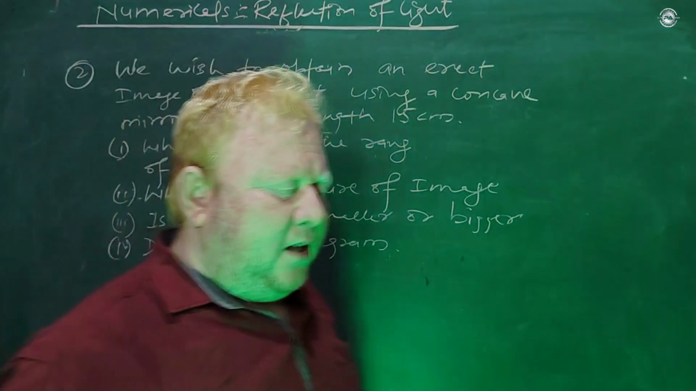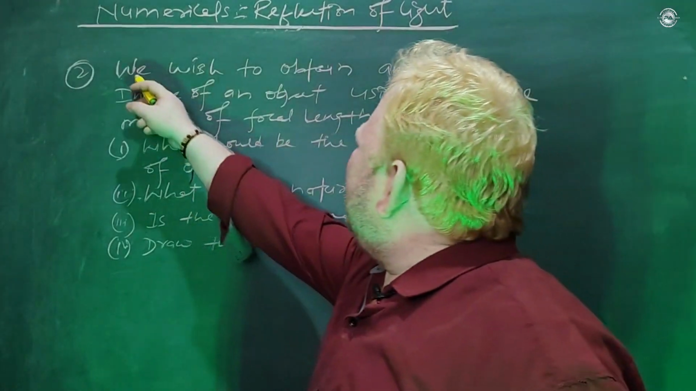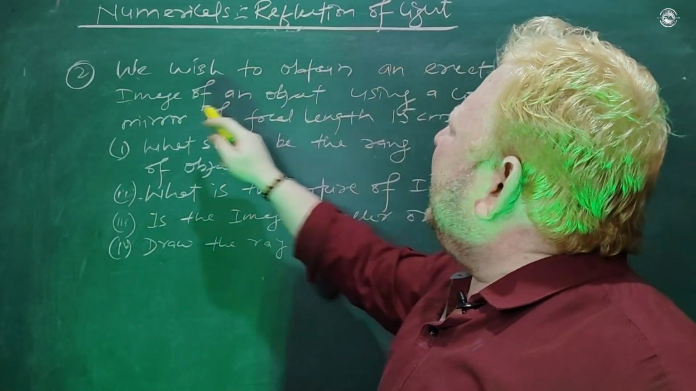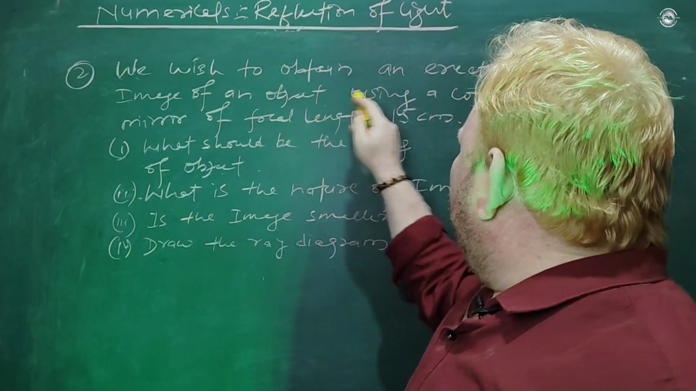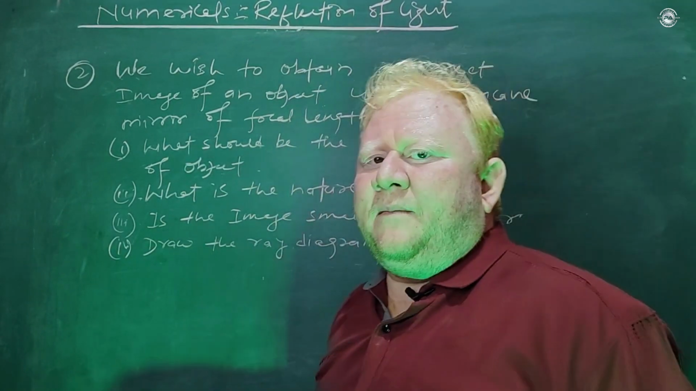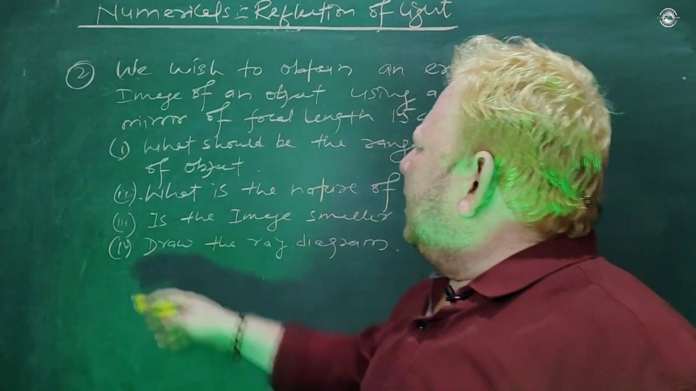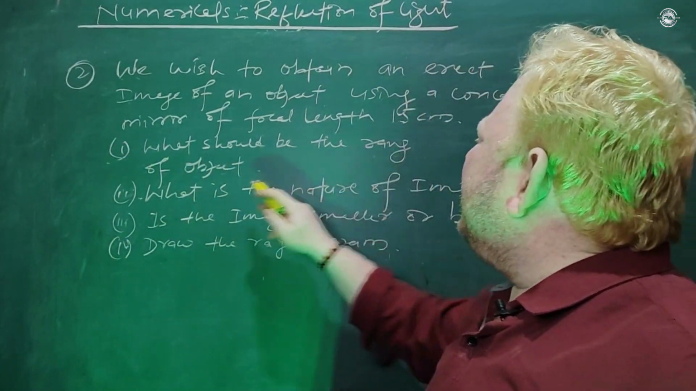Yeah, this is the question. Read the question, children. The question is, we wish to obtain an erect image of an object using a concave mirror of focal length 15 centimeter. Right? So the question is, what should be the range of the object?